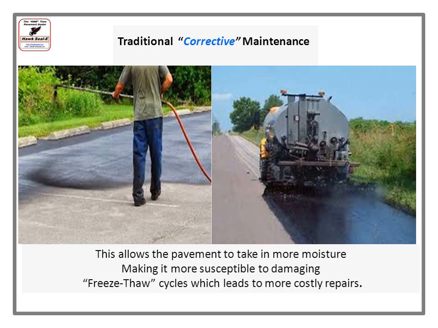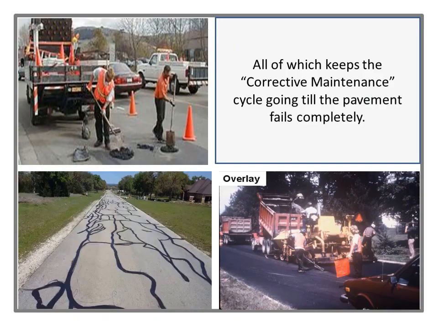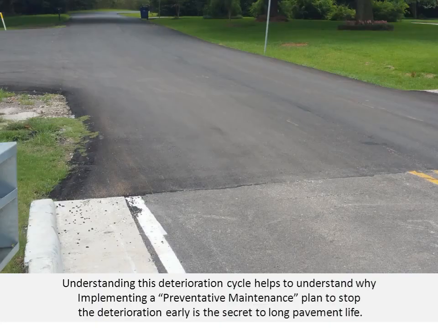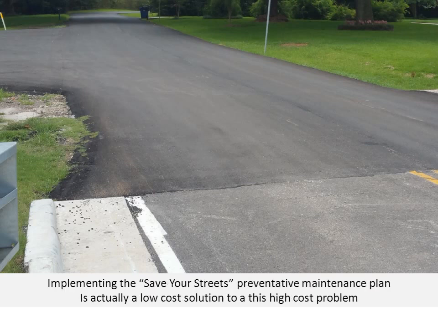This allows the pavement to take in more moisture, making it more susceptible to damaging freeze-thaw cycles, which tend to lead to more costly repairs. And the cycle just continues and continues, and our roads continue to fail. All of which keeps the corrective maintenance cycle going until the pavement completely fails. Understanding this deterioration cycle helps to understand why implementing a preventative maintenance plan to stop the deterioration early is the secret to long pavement life.